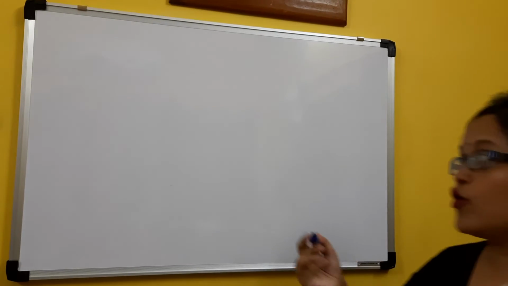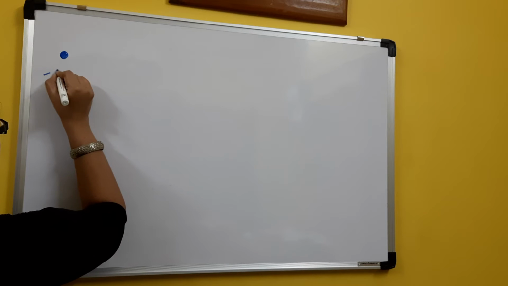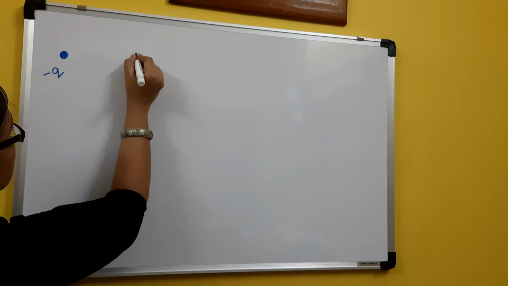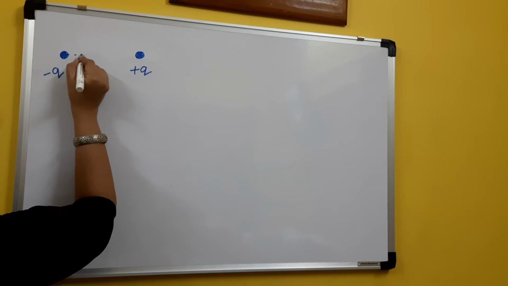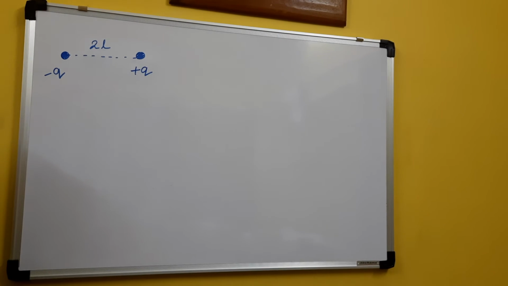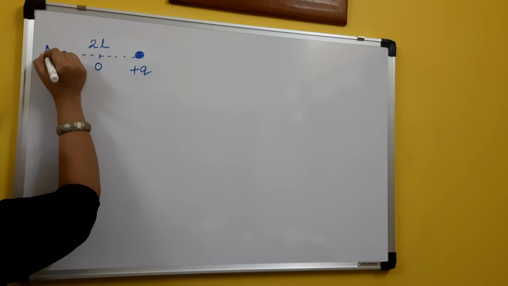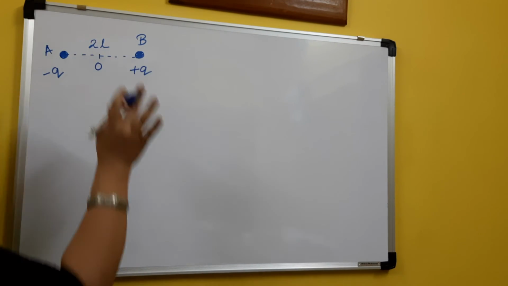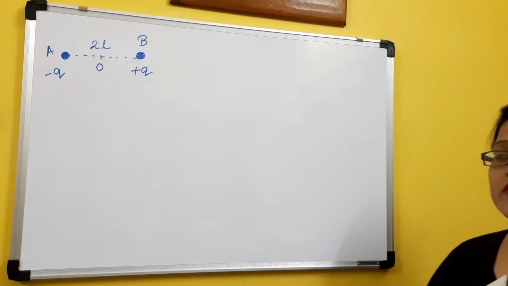So first of all, let us draw the dipole. Here I am having minus q. Here I am having plus q. This distance is taken as 2l. Suppose this is the origin of the dipole, taken as O, with endpoints A and B. This is the structure of the dipole. I think there is no confusion.